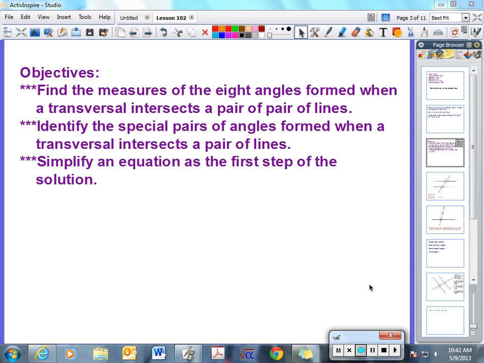First of all, we're going to work with something to do with geometry that has to do with parallel lines and the transversal that crosses them. We talked about this some last year, so I think some of these terms will be familiar. We're going to find the measures of the 8 angles formed when a transversal intersects a pair of parallel lines. We're going to identify the special pairs of angles formed when a transversal intersects a pair of lines. And then we're going to switch gears and simplify an equation as the first step of a solution. So we're going to work more with those 2- and 3-step equations.